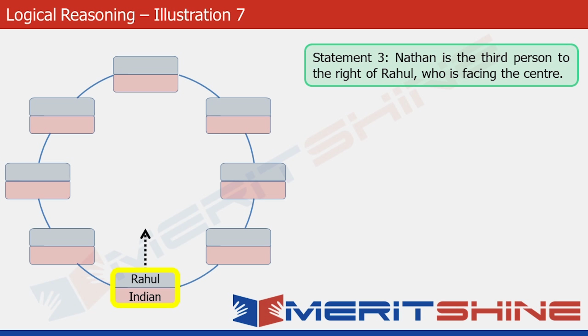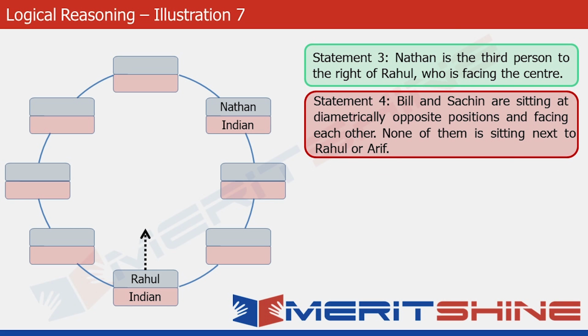Now Nathan is the third person to the right of Rahul. So Nathan's cell would be this one, the one highlighted in yellow now. So let's put Nathan here and move forward. We haven't put any arrow in the cell of Nathan because we still don't know if Nathan is facing the center of the table or away from the table.